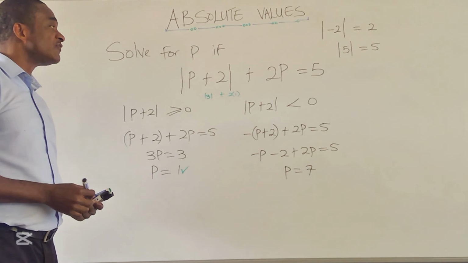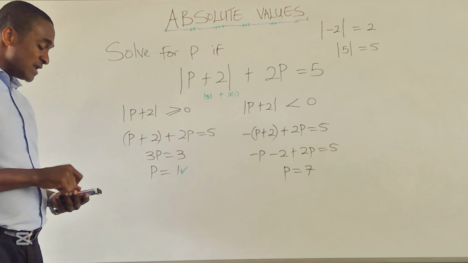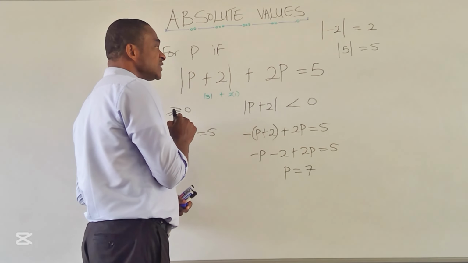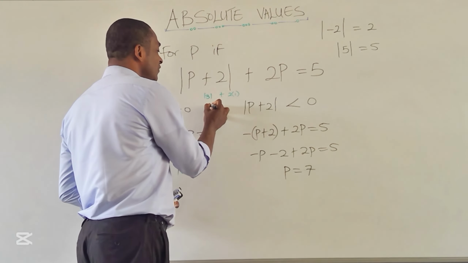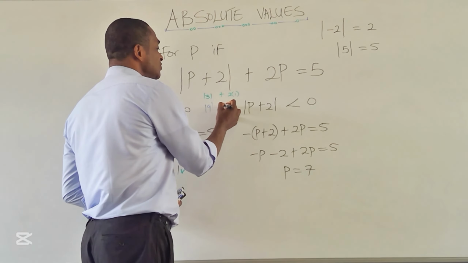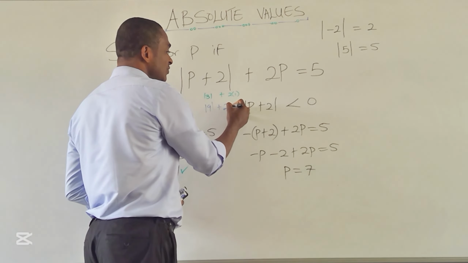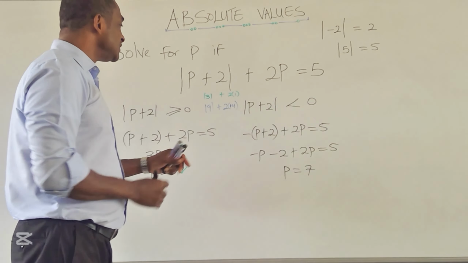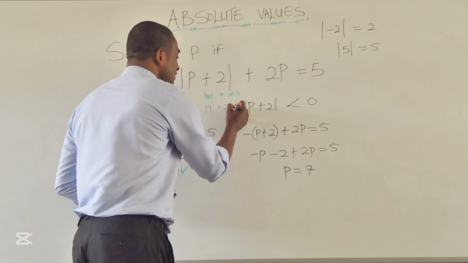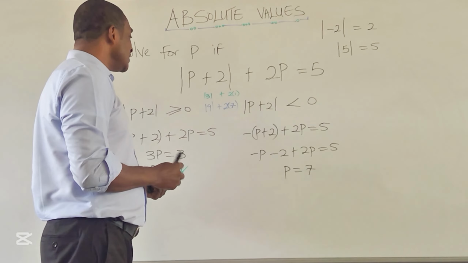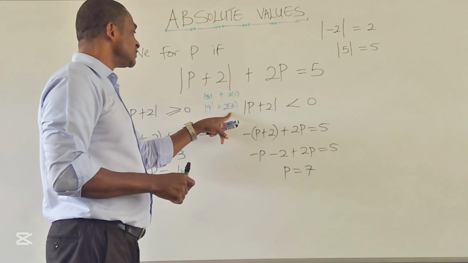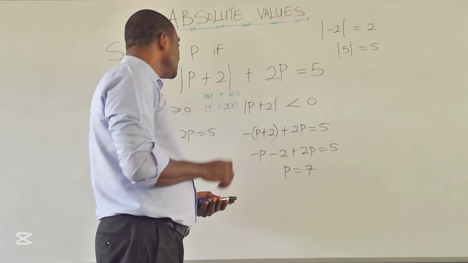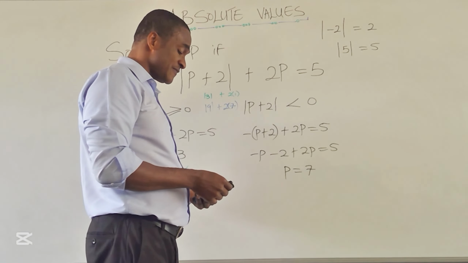We also need to check for critical values that are valid. If p is equal to 7, we have 7 plus 2 is 9. The absolute value of 9 is also 9. Plus 2 times 7 is 14. Now the question is, 9 plus 14, is it equivalent to 5? 9 plus 14 is actually 23.